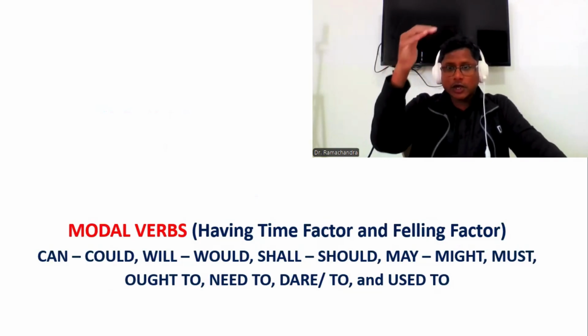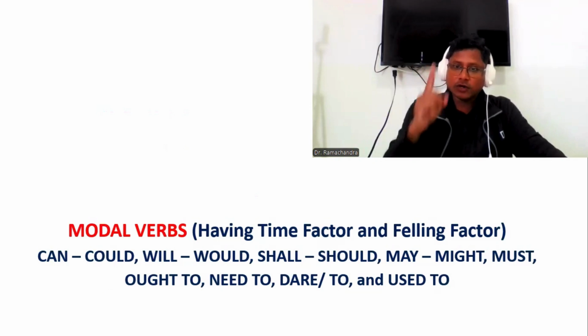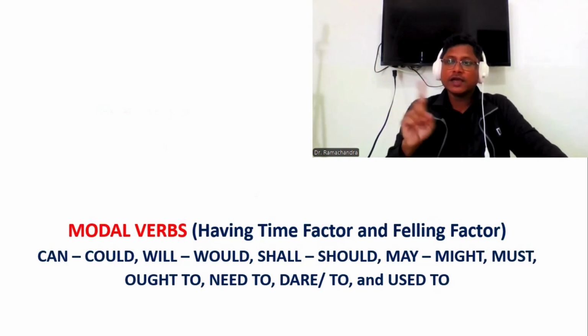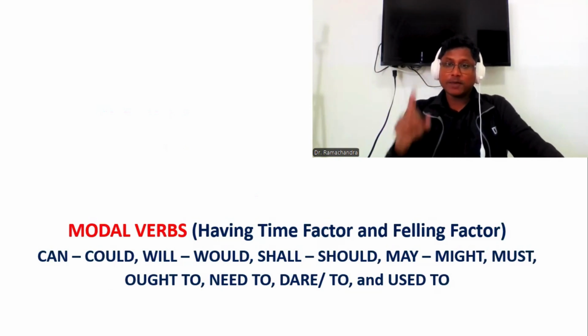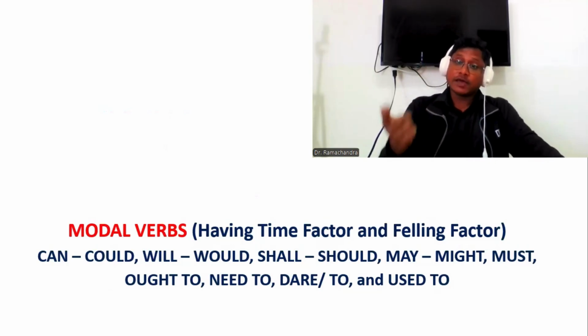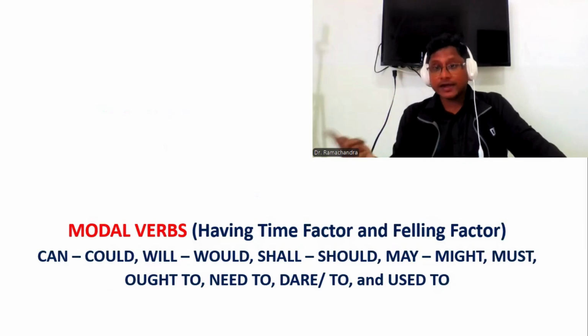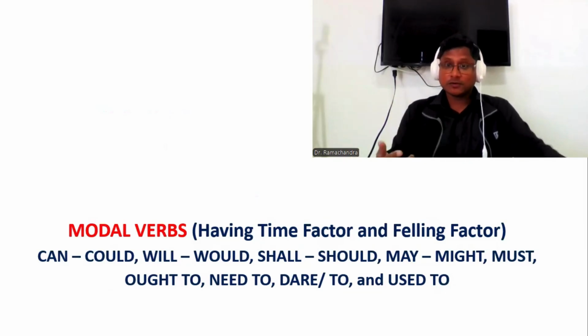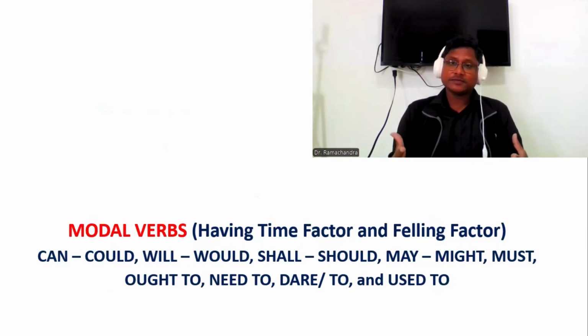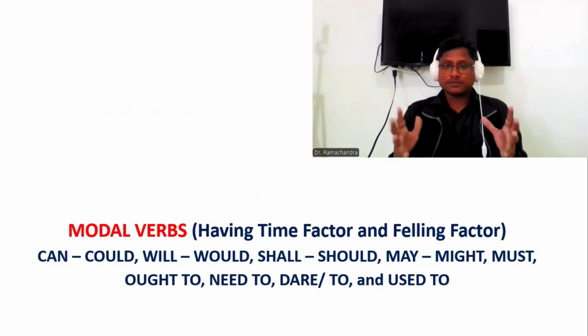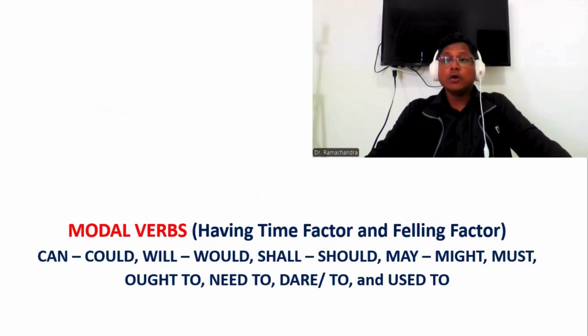That is the difference. Auxiliary verbs have only time. They don't have any feeling factor. But modal verbs have a time factor and, at the same time, a feeling factor. They explain what you think, what you want to say, what your intention is, what your ability is, permission, these aspects. That's why these are called modal verbs in English.